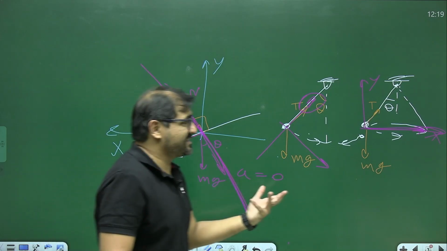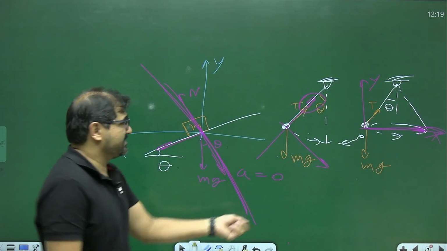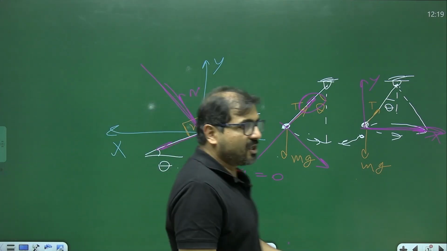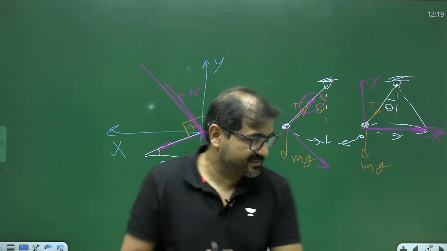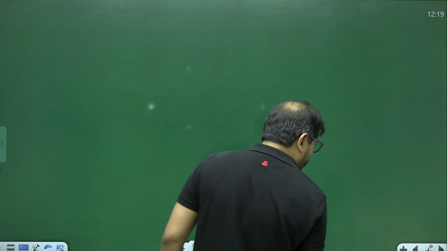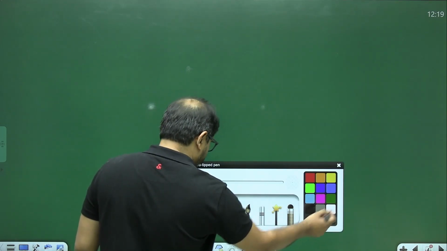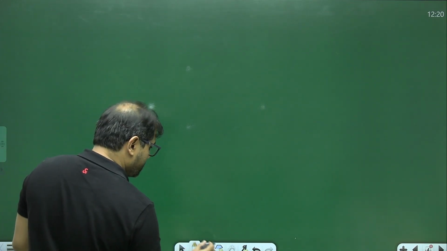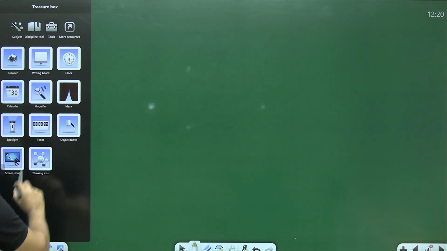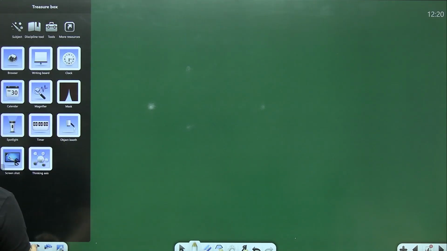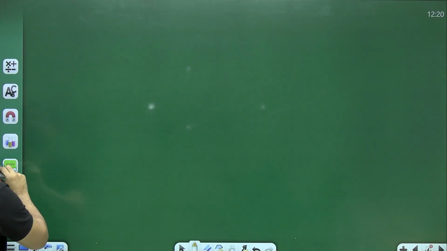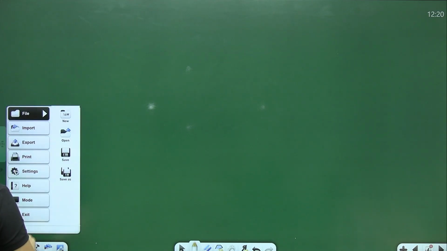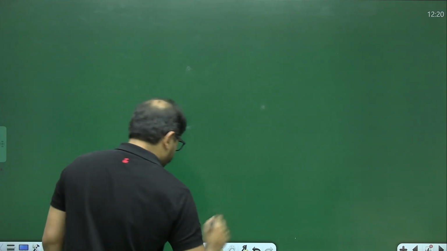Don't do this. Understand the reasoning of why we are choosing which axis. If you remember the reason, you will not get confused later on when you may have to change your axis. For example, I'll take a problem from projectile motion. Just a minute. Sure. Here we go.